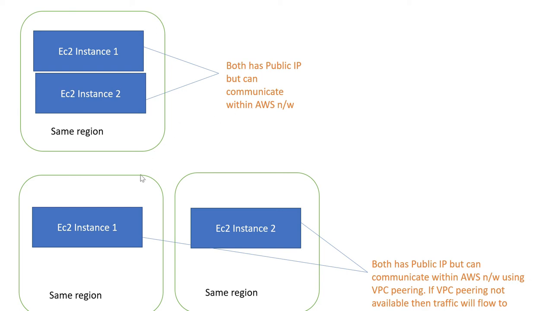Take another example where you have two EC2 instances but in different regions. This is a different region, okay? Do not see it as the same region. So in this case, if both have public IPs and if there is a VPC peering between these two instances, then the traffic will not flow to the internet. But if VPC peering is not existing between these two instances or the VPCs under which they reside, then the traffic can flow to the internet.